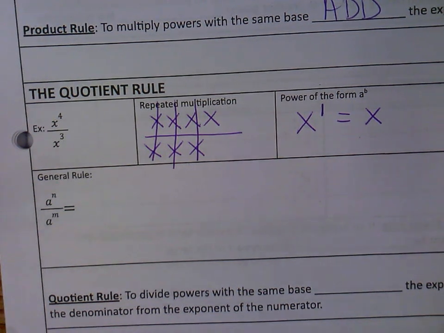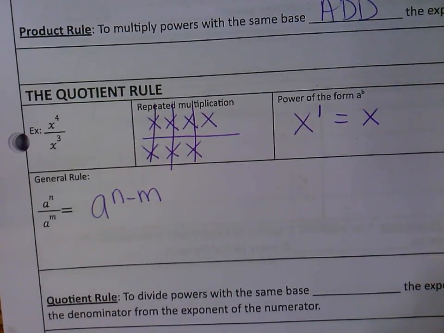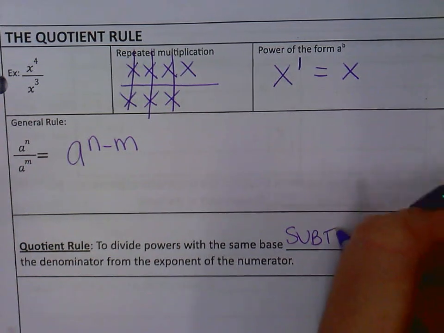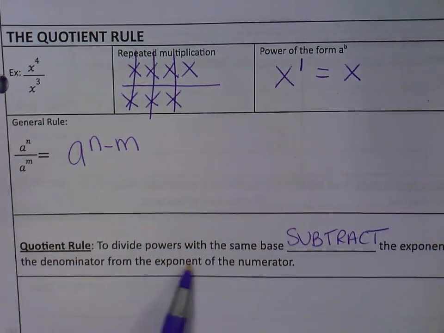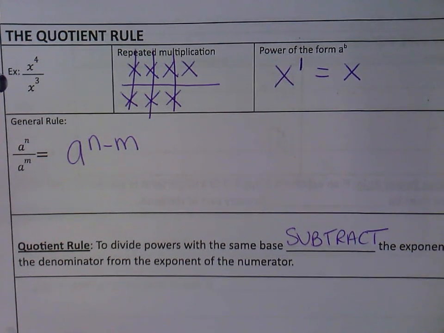So my general rule is take n and subtract m. But you don't have to memorize it. You write it out as repeated multiplication, cancel it, but it is subtract. So to divide powers, you subtract the exponent. But it has to have the same base. So if you had x to the 5th over y to the 8th, you can't simplify that. x and y can't be combined together. There's like 2 different variables.